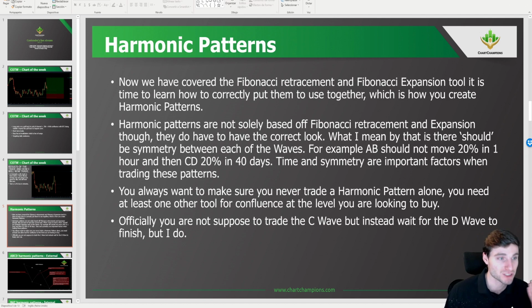Seeing as we have just recently covered those tools, you should now know 100% what you're doing with those tools, how to use those tools. It makes sense to move on to harmonics, because that's the natural progression. Fibonacci retracement and expansions are good, obviously, but when you forge them together and you start to make patterns out of the Fibonacci retracements that you're getting, it goes to a new level.